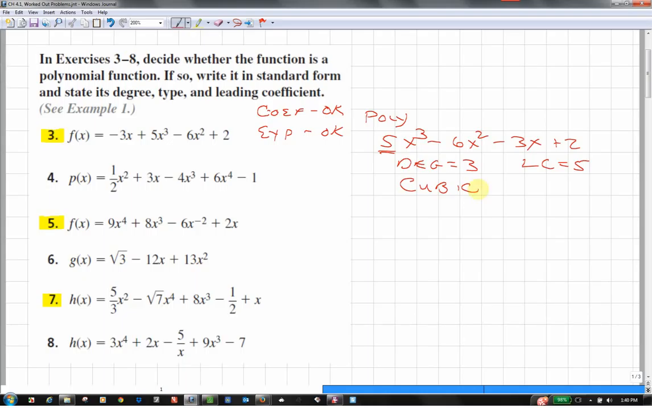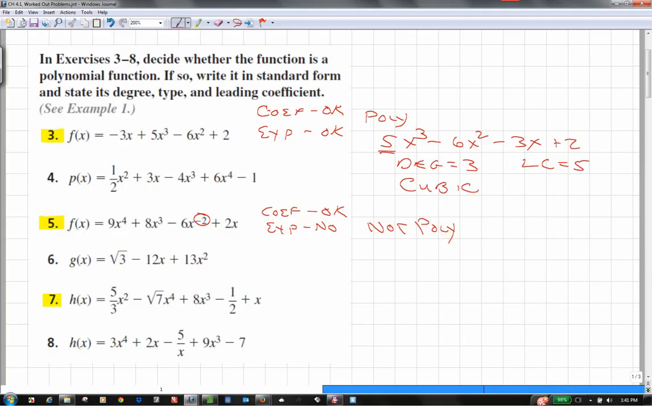Okay, the next one, I'm going to move to number 5. So let's look at the coefficients, a 9, an 8, a -6, and a 2. They're all real numbers. The coefficients are okay. Now let's look at the exponents. 4 is okay. 3 is okay. Oops, I have a -2. No negative exponents. So this is not a polynomial, and I don't have to do anything more with it.